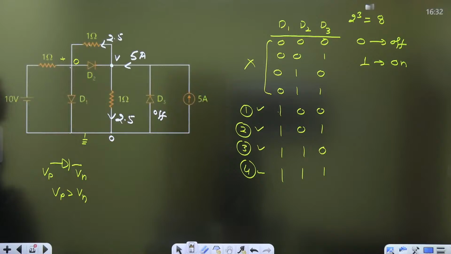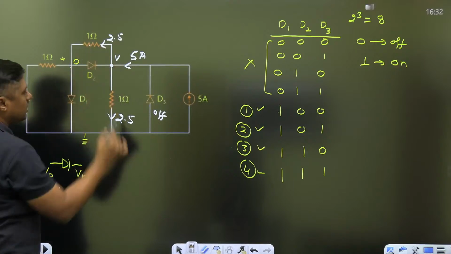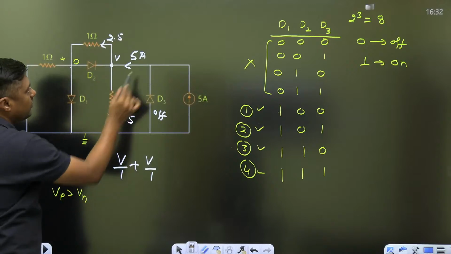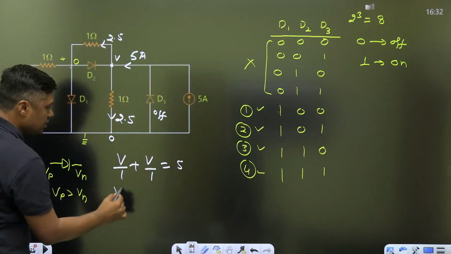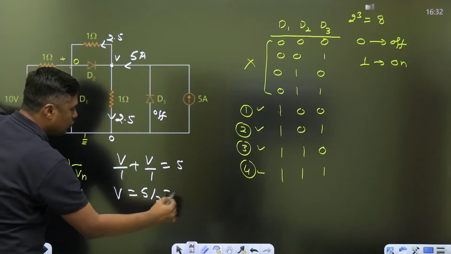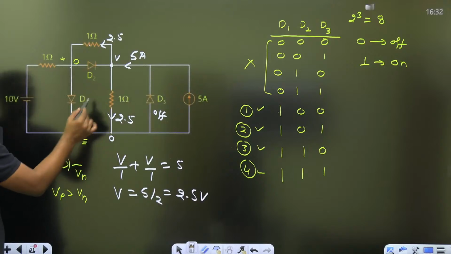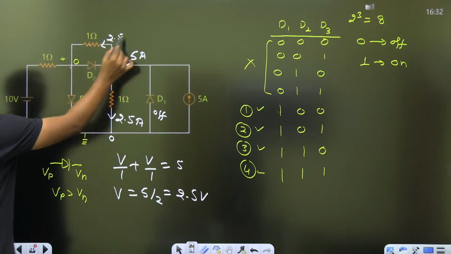Otherwise, you can apply the nodal equation: (V minus 0) by 1 plus V by 1, and the incoming current is 5 ampere. Then you can find V is equal to 5 by 2, that is 2.5 volt. 2.5 by 1, that is 2.5 ampere. 2.5 by 1, 2.5 ampere.